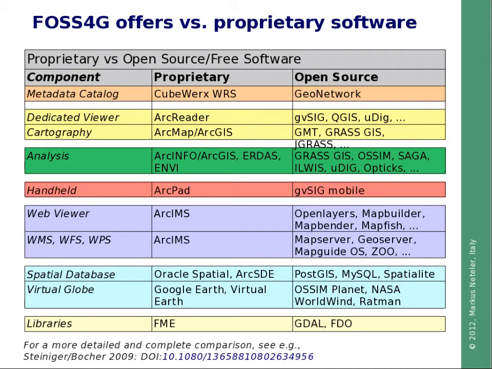You can see that for each proprietary product there is at least one open source product available, often even several to choose from. At the bottom of the page you can see a more complete and detailed comparison which has been published as a scientific article.